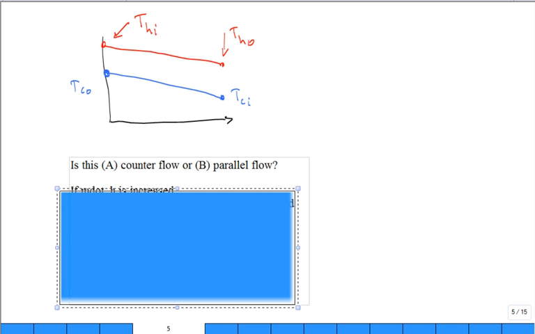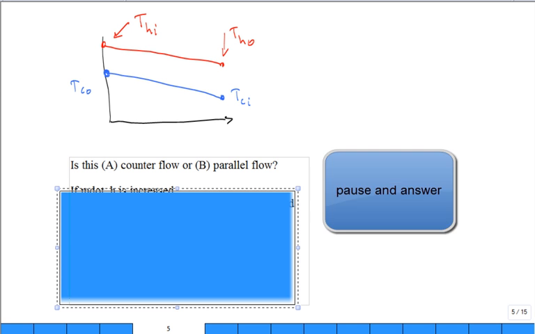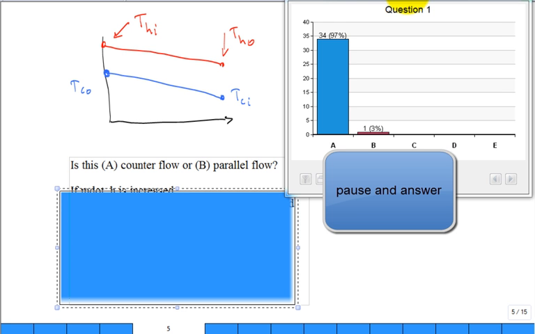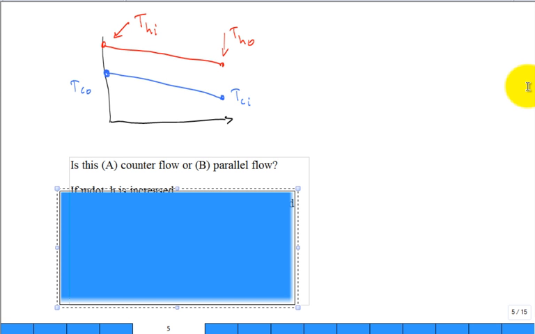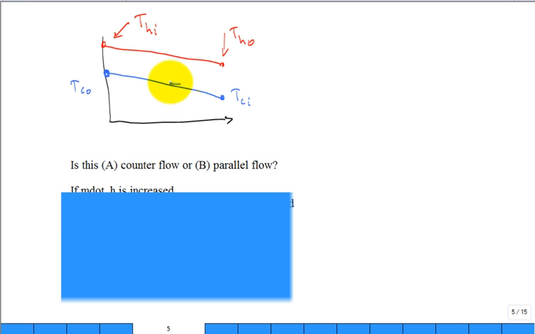So, is this counterflow? Answer A. Or a parallel flow problem? 8 seconds, 7 seconds. One student's a holdout. I can't help you, buddy. All right. It's counterflow. The cold fluid is flowing this direction, true? And the warm fluid's flowing in that direction. Isn't that counterflow? All right.